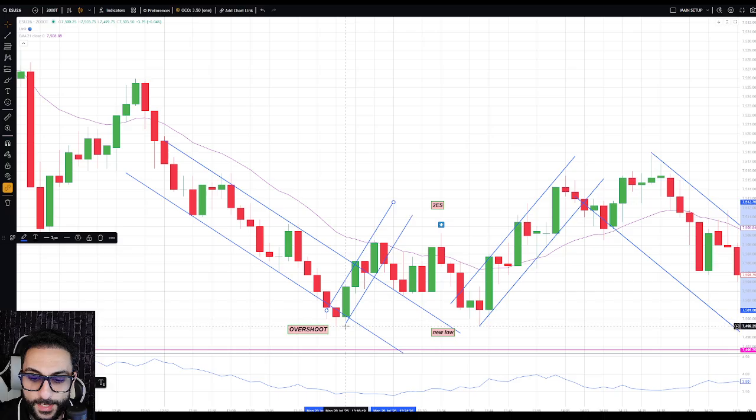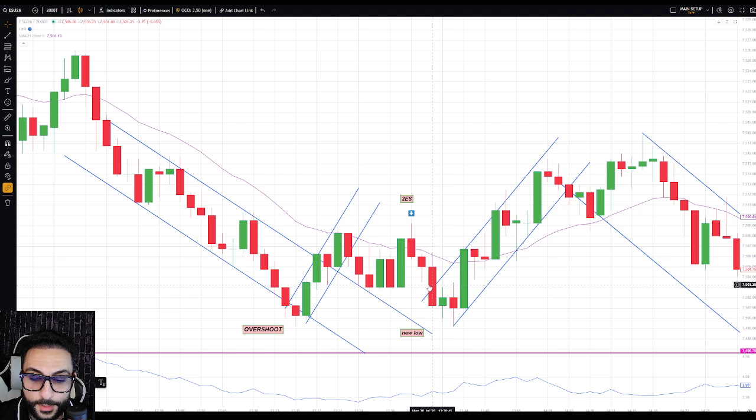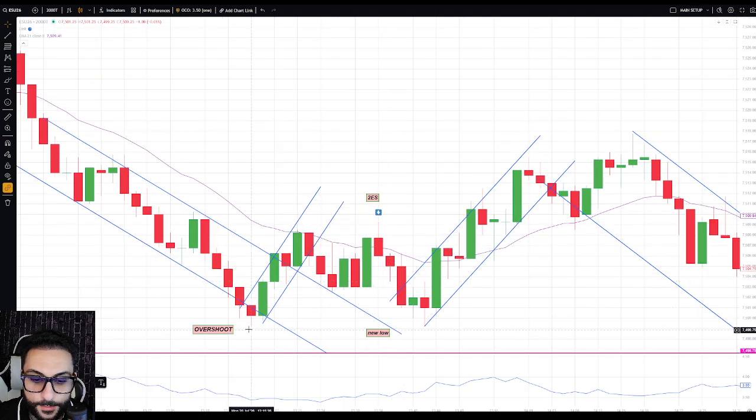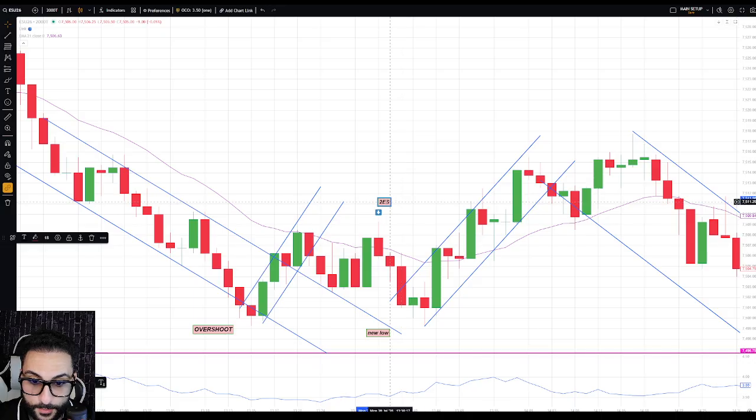Now, whenever we have overshoot, we can't just take a plain second entry short, right? We need a double confirmation, or a higher low. So counting from this recent low, we have a new low, first entry short, pullback, second entry short, and this is actually a double trap, right? This is the ultimate setup.